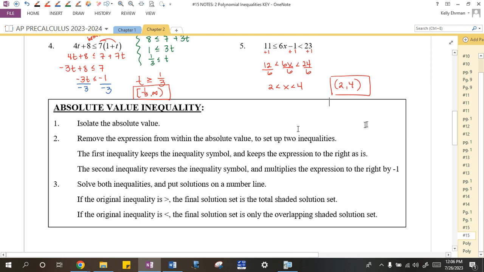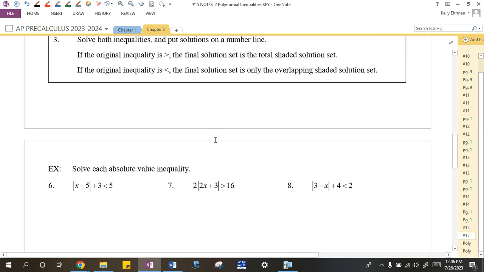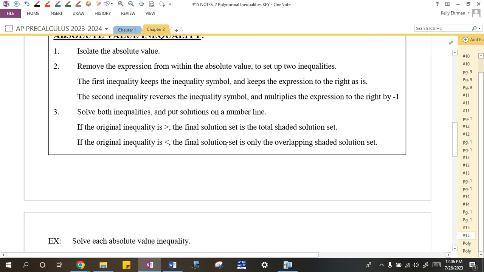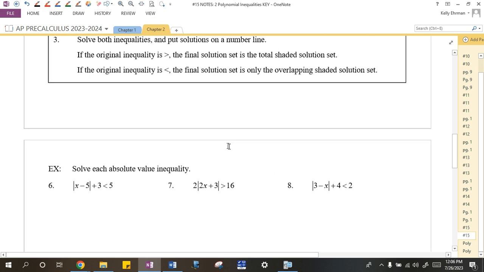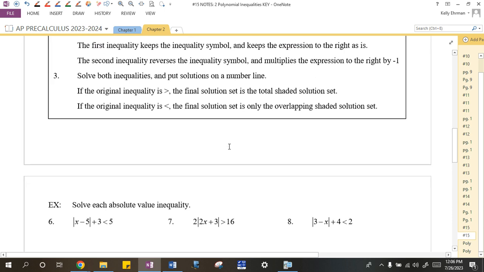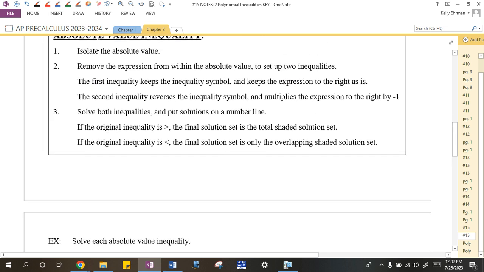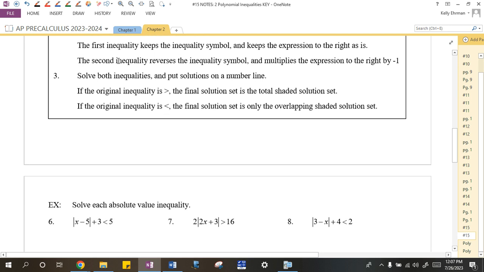So I'm going to talk through these, but then our examples are on the next page. So actually, maybe I'll do a little bit of going back and forth. So first thing is to isolate the absolute value. So let's take a look at the first example and see if we need to do that.